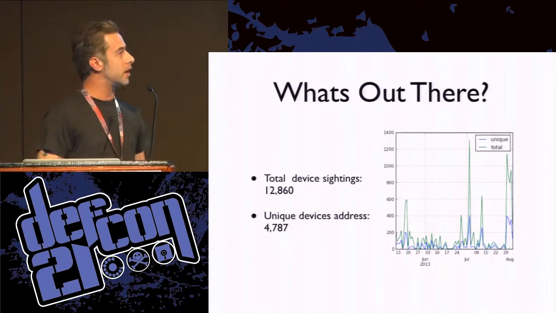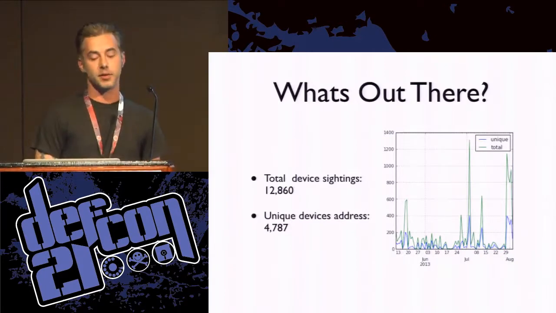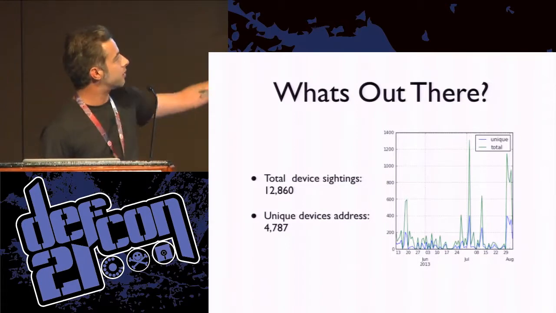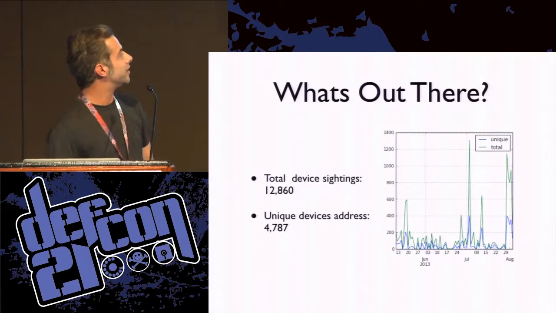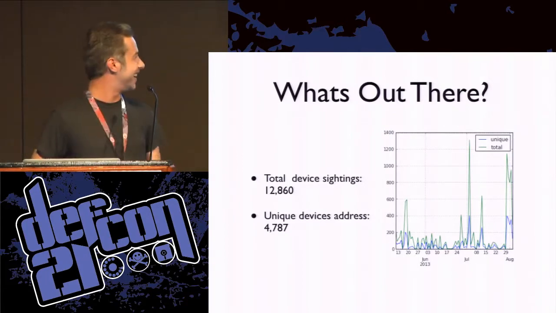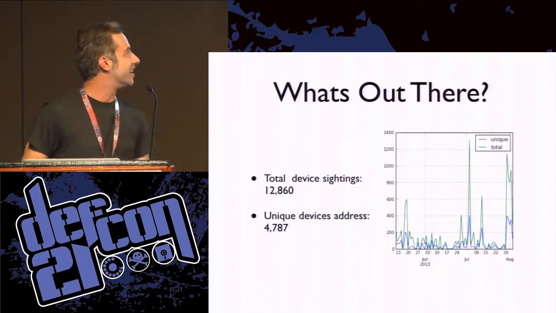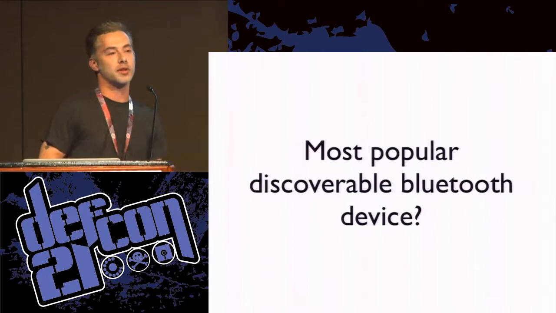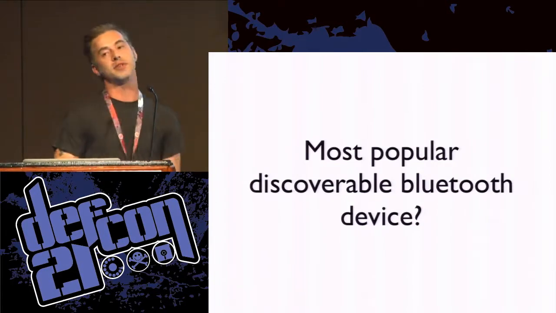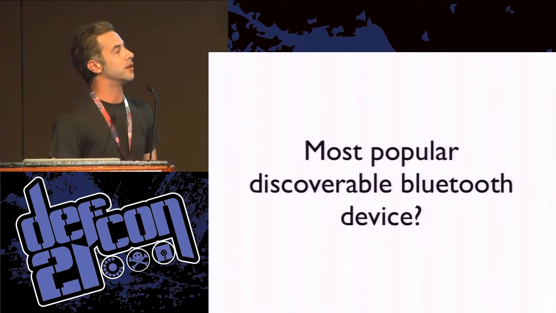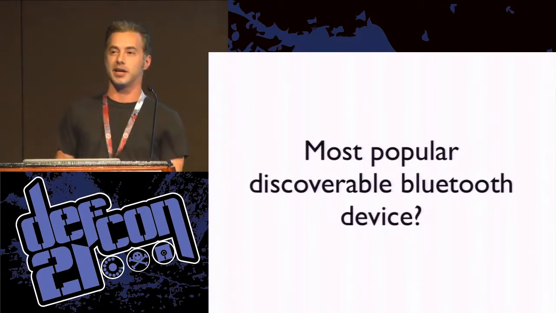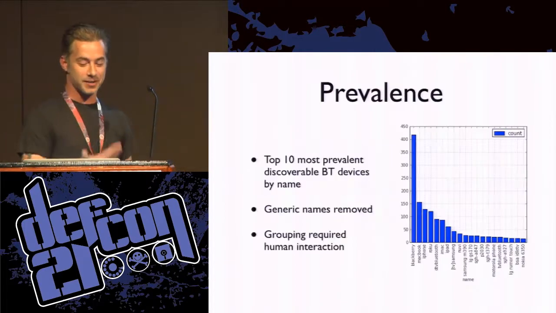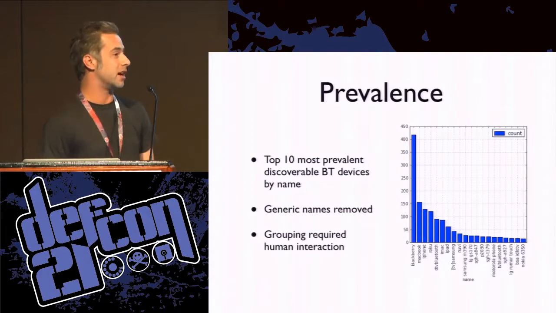So the database right now currently has over 12,000 sightings and around 5,000 actual unique devices. This is just my collection over time for the last couple months. As you can see, Vegas was pretty lucrative. It would be the last couple days on the end of the time series here. One of the first questions I had was, what is the most popular discoverable Bluetooth device out there? If you'd seen Joseph Cohen's talk an hour or so ago, you might have a hint at what it is. Anyone here want to take a guess? Nah. It was Blackberries, actually. The Blackberries win by a landslide.